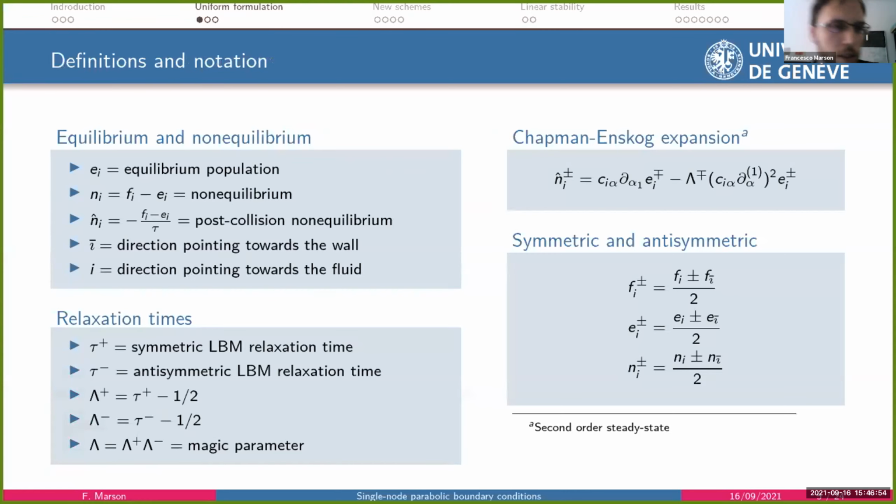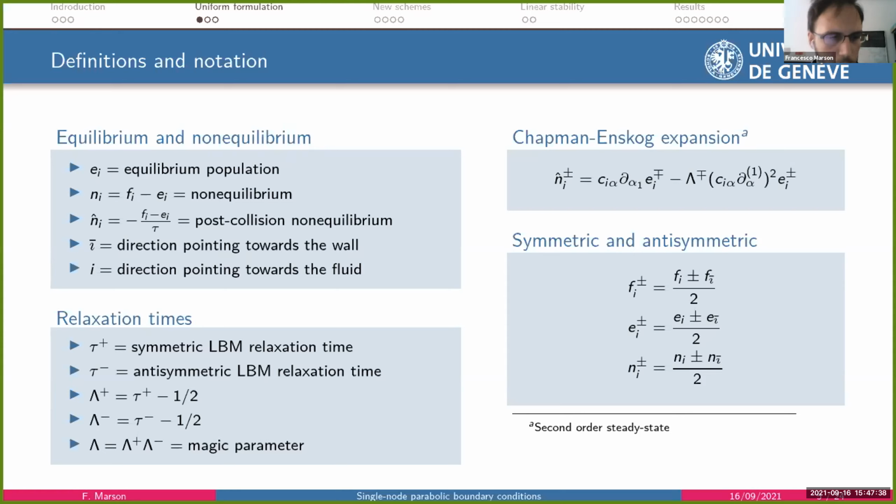Now, before going further, just a summary of my notation. We denote with the letter E the equilibrium, and with the letter N the non-equilibrium. Then the hat means post-collision. The index i bar will be the index of the direction pointing towards the wall, and i the opposite direction. Then the relaxation times will be tau plus and tau minus for the symmetric and the antisymmetric, and equivalently lambda plus and lambda minus, which is just tau shifted. And then we will have the magic parameter, which is the multiplication of these two relaxation times.